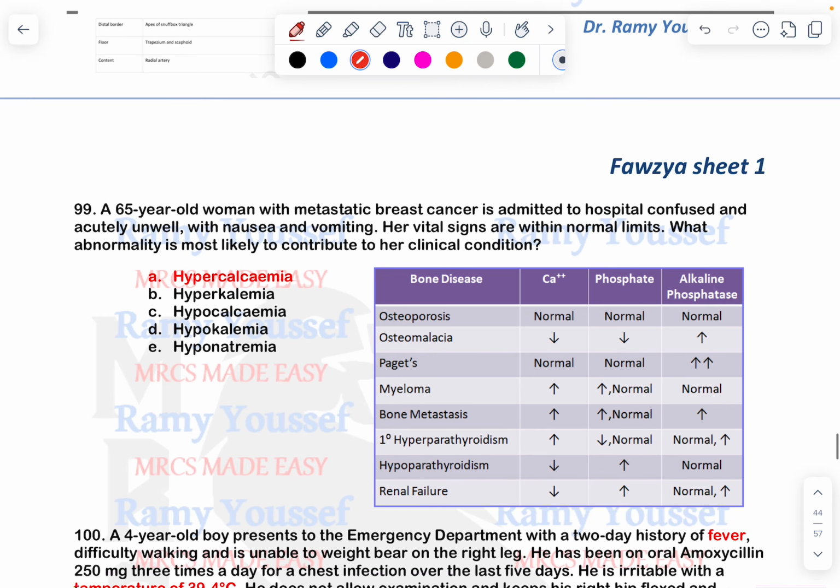A 4-year-old boy with fever, chills, temperature 39, raised WBC, raised CRP, and unable to weight bear. So this is septic arthritis.